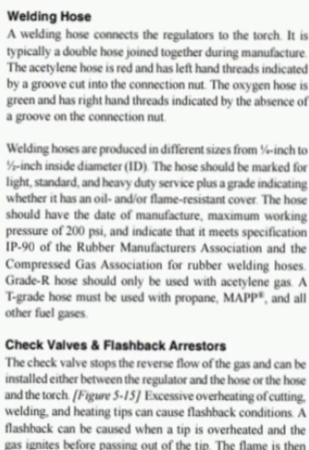Welding hose. A welding hose connects the regulators to the torch. It is typically a double hose joined together during manufacture. The acetylene hose is red and has left-hand threads indicated by a groove cut into the connection nut. The oxygen hose is green and has right-hand threads indicated by the absence of a groove on the connection nut.